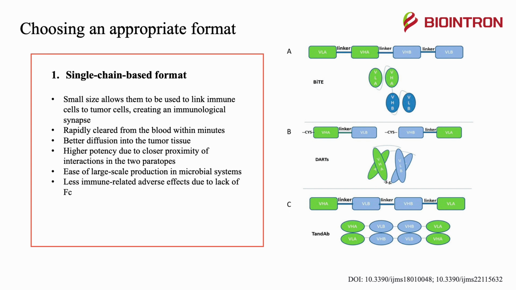Their small size allows them to be used to link immune cells to tumor cells, creating an immunological synapse. They are rapidly cleared from the blood within minutes and have better diffusion into tumor tissue. They also have higher potency due to closer proximity of interactions in the two paratopes and have ease of large-scale production in microbial systems, in addition to less immune-related adverse effects due to the lack of Fc.